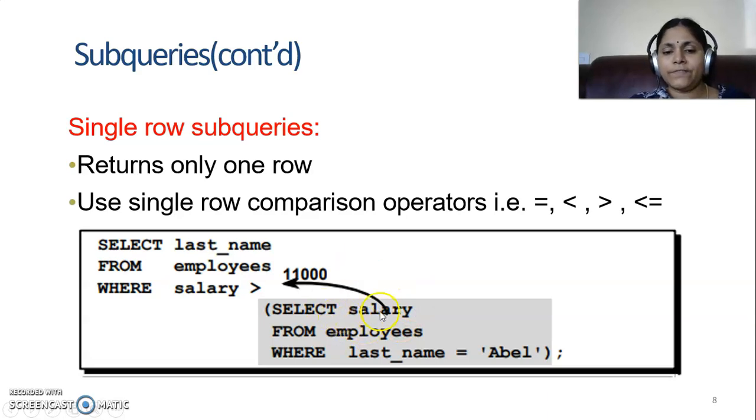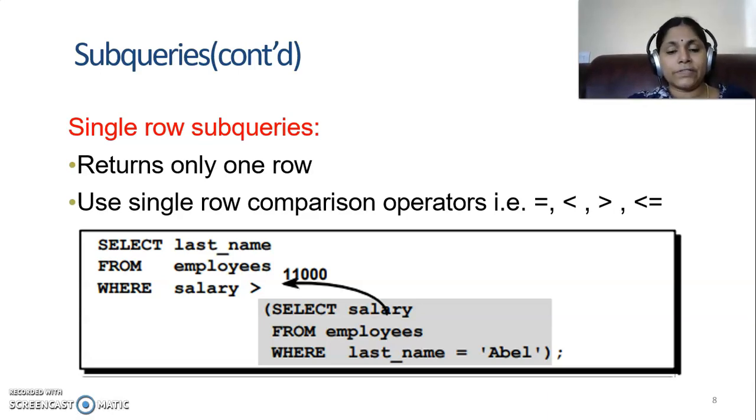For example, if the salary returned from this table whose last name is Abel is 11,000, then the data is passed to the main query. Now the main query starts functioning: select last name from employees where salary is greater than 11,000. So it will list out the last names of all the employees whose salaries are greater than 11,000. In this way, subqueries operate.